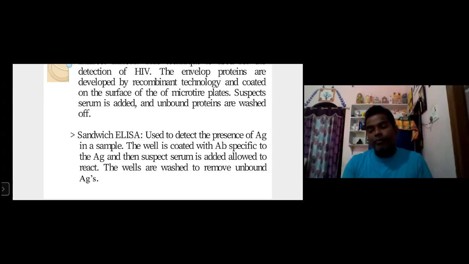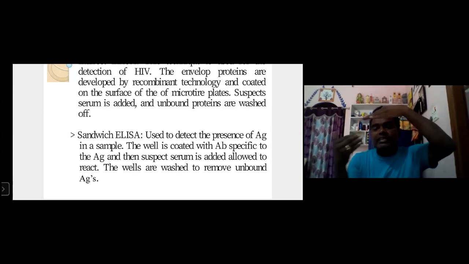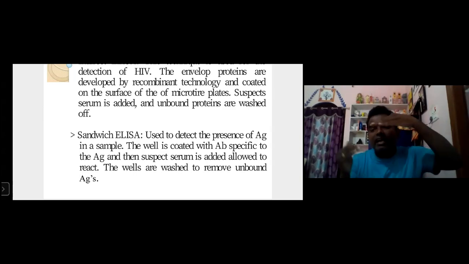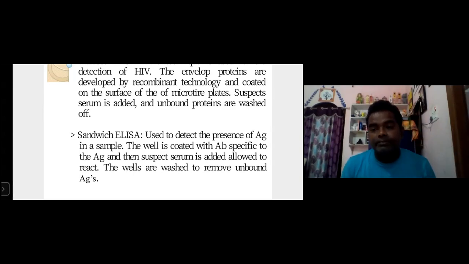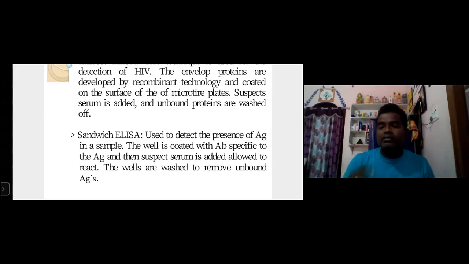But in the sandwich model, what happened now? First of all, the wells are coated with antibodies, then antigen, and then suspected serum is added, right? Antibody, antigen, antibody. So totally between the two antibodies, antigens are there. That is why it is called sandwich. A sandwich is what we eat, like pizza, burger. Above, the bun is there, below the bun is there, between them the jam we are taking. That is called sandwich. The same phenomenon is here also, right? I think you catch my point.